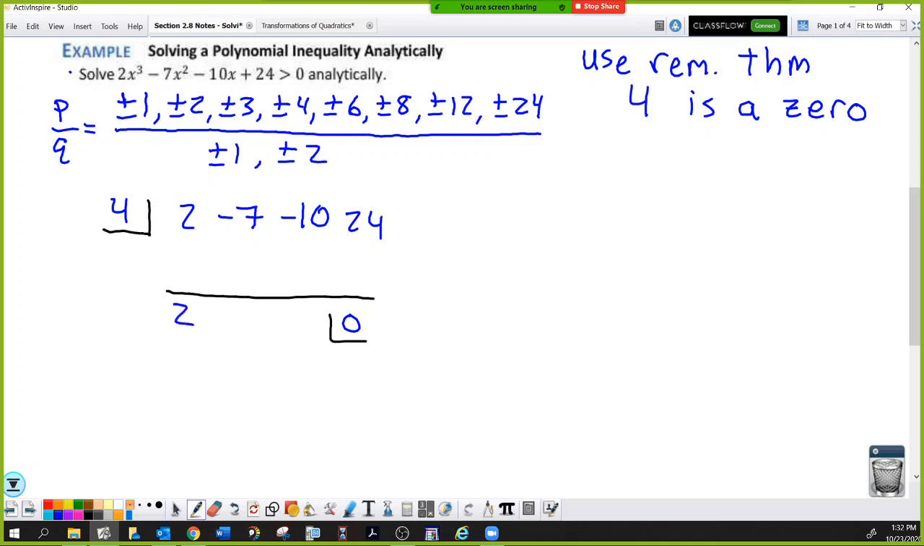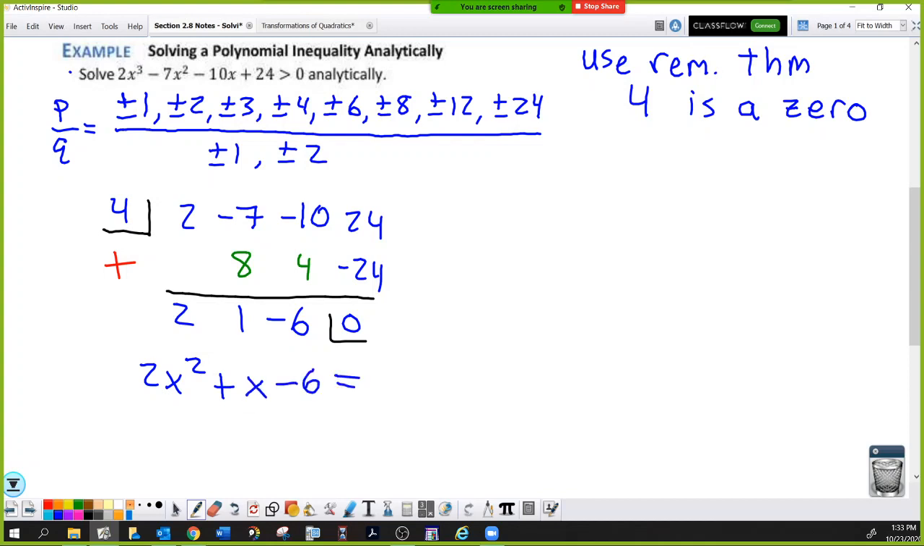Of course, we start by dropping the 2 down. And we know that we're going to be adding straight down. Awesome. 4 times 2 gives me 8. We'll put it there. Well, -7 plus 8 is 1. 4 times 1 is 4. -10 plus 4 is -6. And exactly like we expected, we're going to get a 0 here because 4 times -6 is -24, which adds straight down to 0. That means what we're left with is the quadratic 2x squared plus x minus 6.